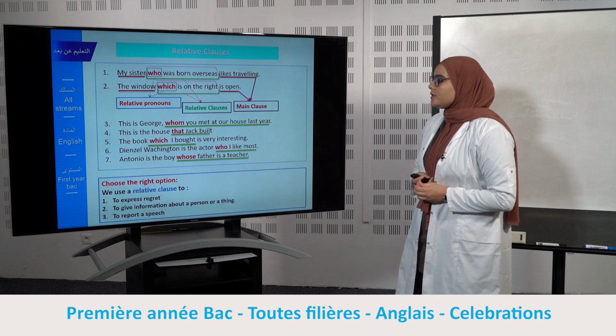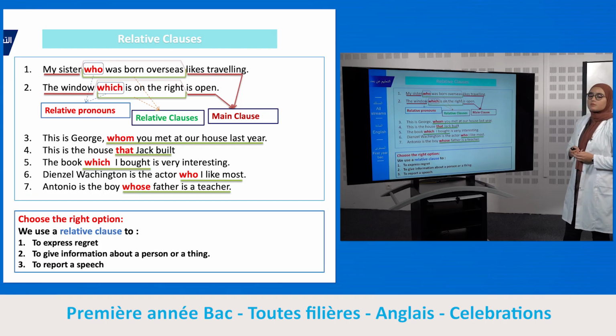Choose the right option. So, we use a relative clause to what? What is the role of a relative clause? Is it to express regret, to give information about a person or a thing, or to report a speech? Look here, Antonio, who is Antonio? Is the boy whose father is a teacher. So here I am giving information about Antonio. Look here, the book which I bought is very interesting. The book, which book? The book which I bought is very interesting. So, this is George. Who is George? Whom you met at our house last year. So here we use a relative clause, of course, to give information about a person, for example, Denzel Washington or George, or about a thing, for example, the book.